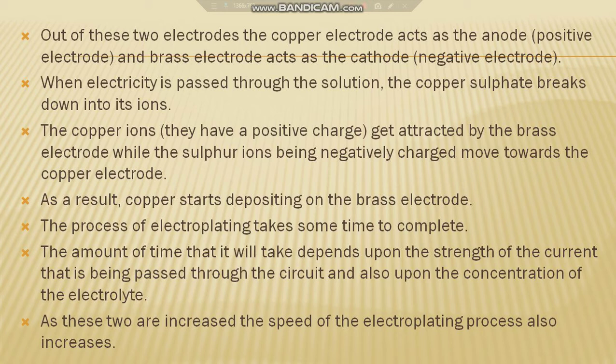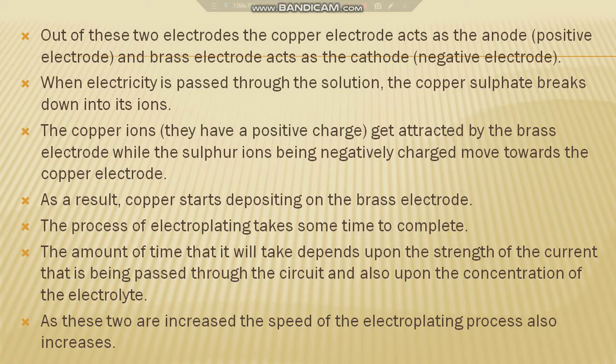When electricity is passed through the solution, the copper sulfate breaks down into its ions, that is, copper and sulfate ions. The copper ions have a positive charge and get attracted by the brass electrode, while the sulfate ions, being negatively charged, move towards the copper electrode. As a result, copper starts depositing on the brass electrode. The process of electroplating takes some time to complete.